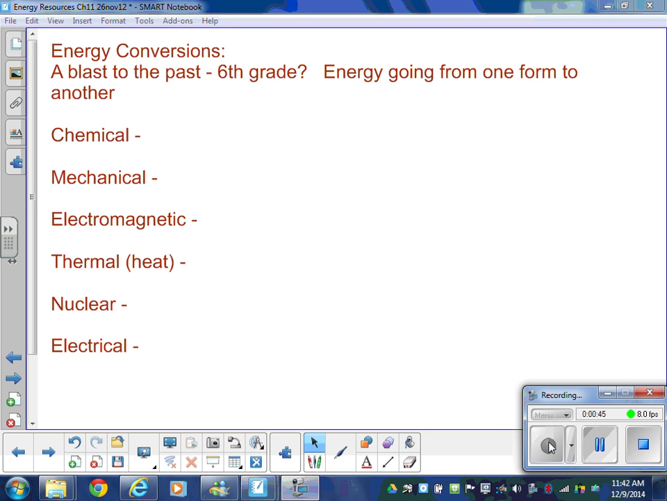In 8th grade, you take this standardized test for science, which covers 6th, 7th, and 8th grade. This is one of the 6th grade things that we touch on now that you will be tested on. So energy conversions. Chemical energy. What are some examples of chemical energy?